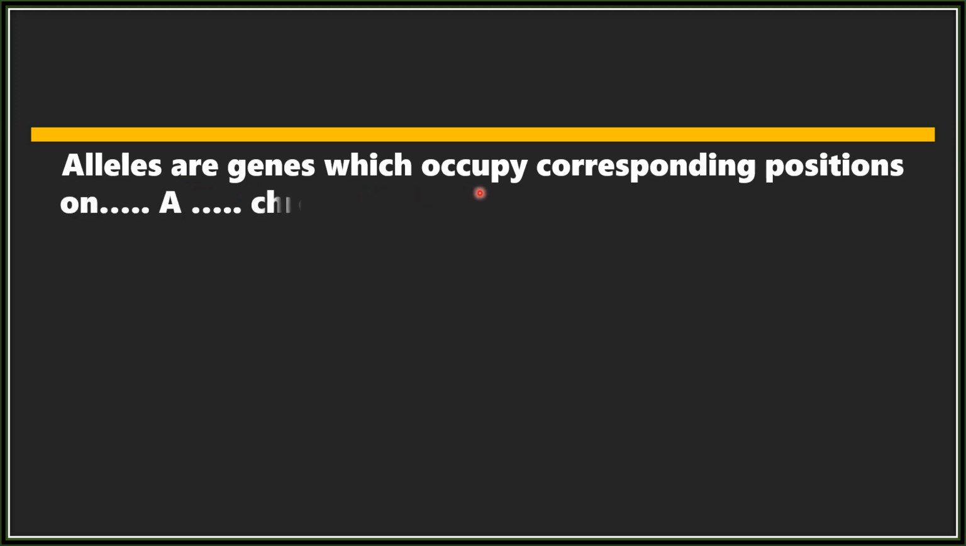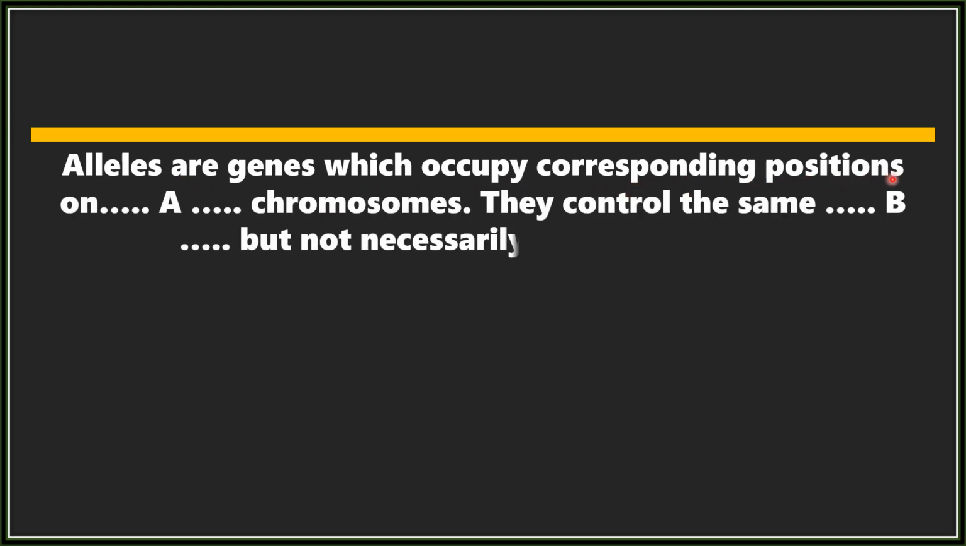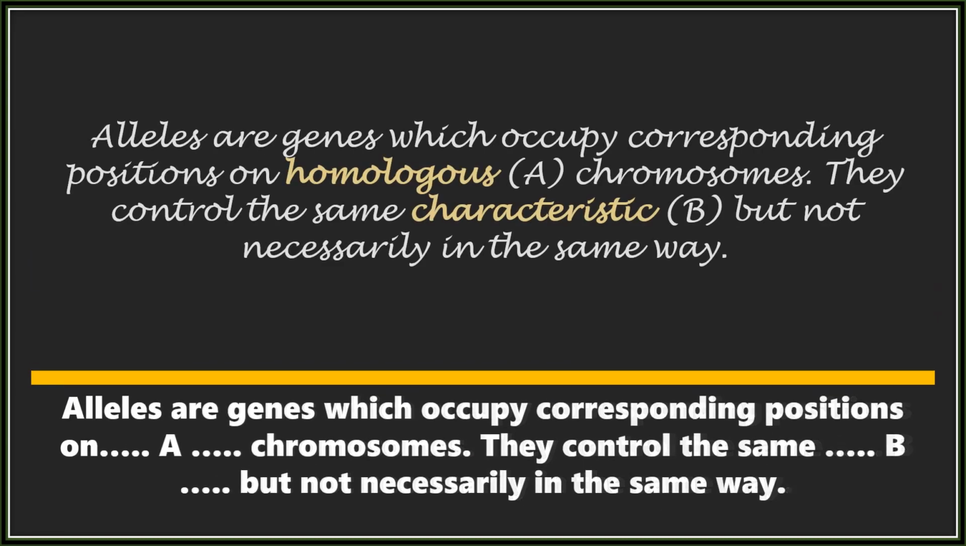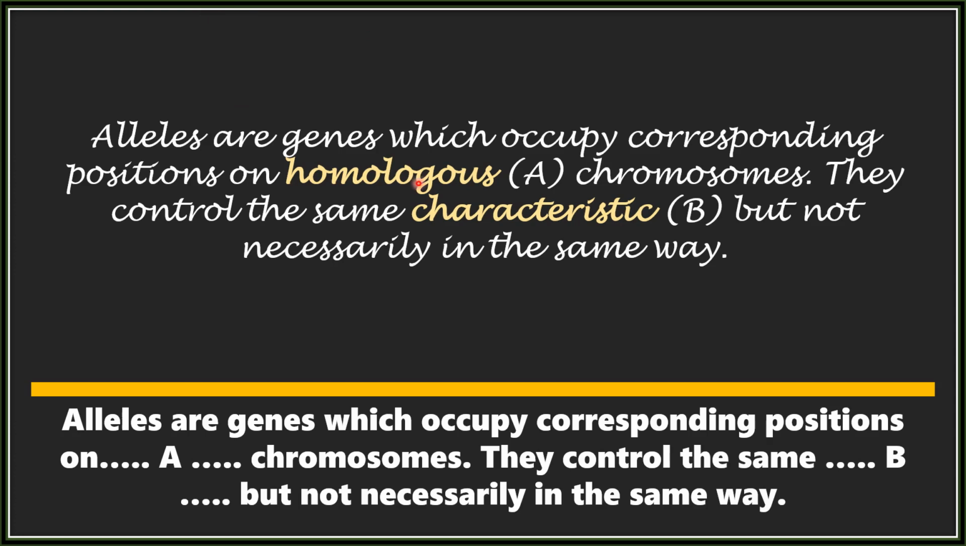Alleles are genes which occupy corresponding positions on a dash chromosomes. They control the same dash, but not necessarily in the same way. Alleles are genes which occupy corresponding positions on homologous chromosomes. They control the same characteristic, but not necessarily in the same way.